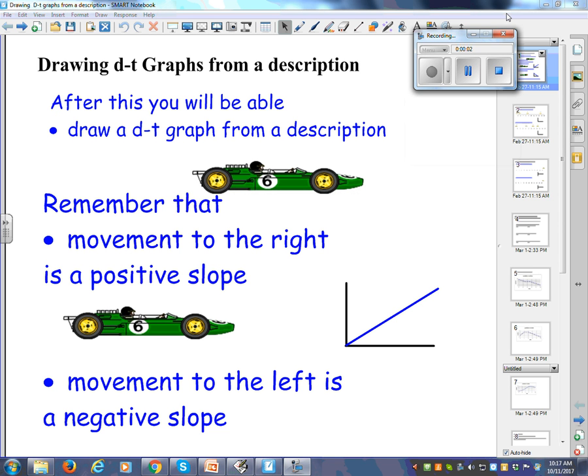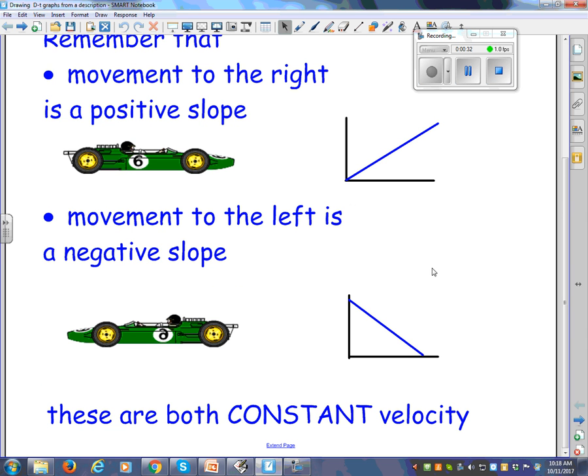Alrighty, let's begin. So today is all about drawing a DT graph. Not graphing, like taking data and graphing, but actually, I guess a better verb might be to sketch. To sketch a DT graph from a description. So a verbal description of some kind of motion, and you have to draw the corresponding graph. Okay? Keeping in mind that movement to the right is positive and movement to the left is negative. And in both cases, these are constant velocities.